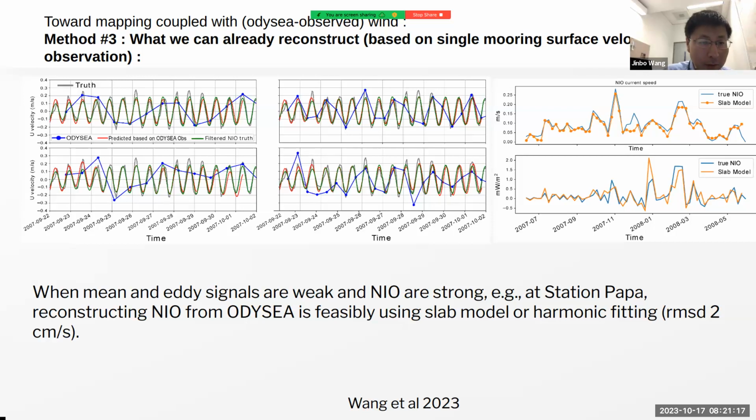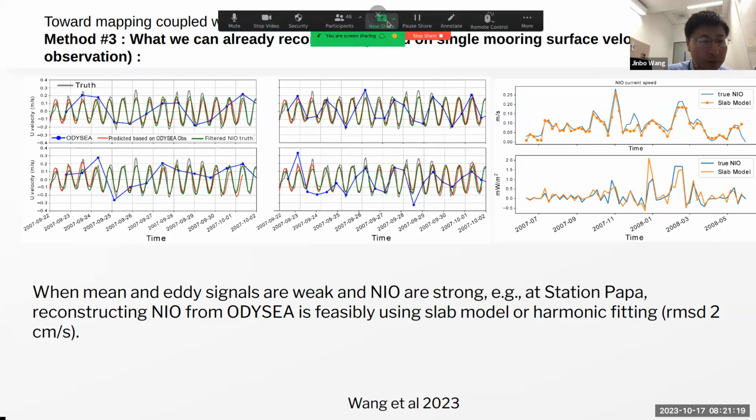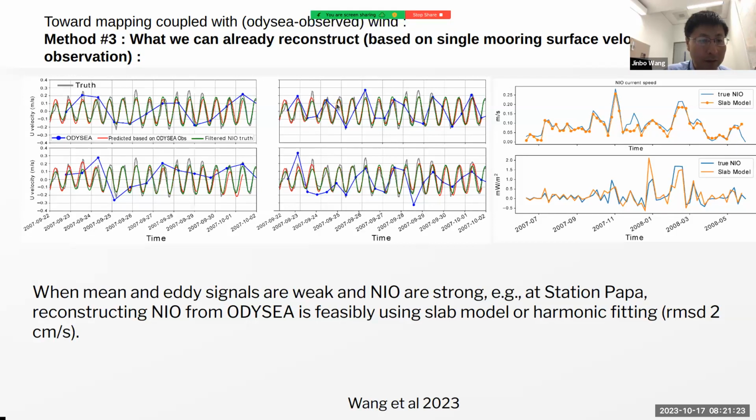I'm not sure you can point that to the gray curve, Clément. That's right. And the Odyssey sample is the blue dots. Yeah. And predicted based on the Odyssey observations are the red. And the filtered NIO truth from the gray line is the green line. They are basically on top of each other. The RMS difference over 1 year period is 2 centimeters per second.